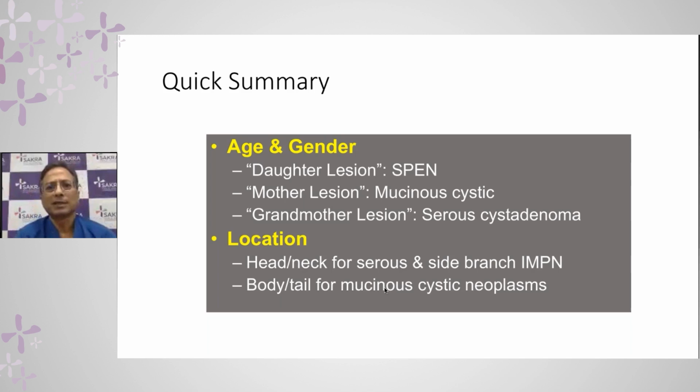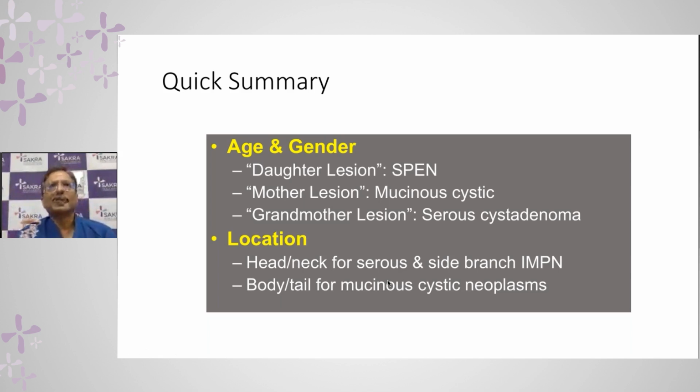So if you remember, cystic lesion, young woman, what can it be? Old lady, what can it be? What is important is, I'll tell you, serous cystadenoma doesn't need surgery. It's only observation. All others need surgery. If the tumor is located in the head and neck, then it is either a serous cystadenoma or a side branch lesion that I am not going into. But in the body and tail region, it is usually a mucinous lesion or a SPEN.